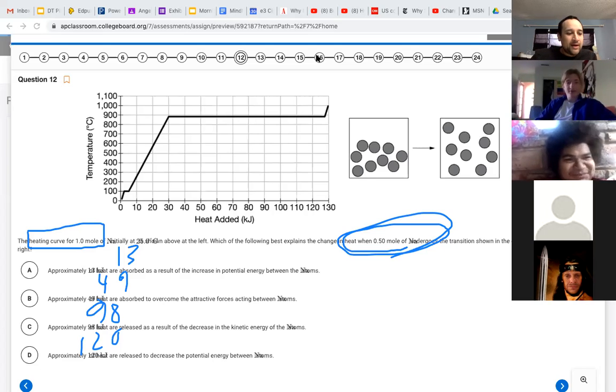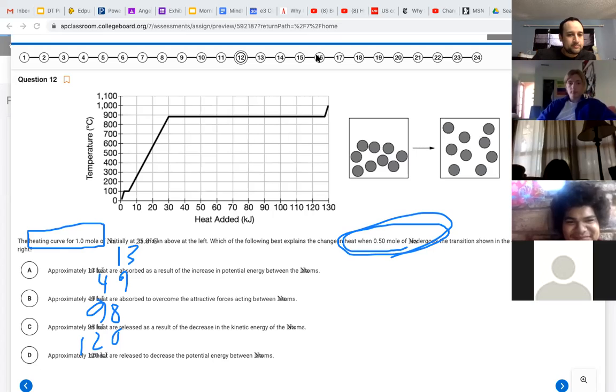So, okay, the heating curve for 1 mole, what happens when 0.5 mole undergoes the transition? Okay, all right, let's go with Idali. Idali, what'd you get for this one? I thought it would be A. A, okay. What'd you get, Jacob? I was thinking either A or B. Okay, what'd you think, Antonio? I got A. Okay, Caton? I got B.